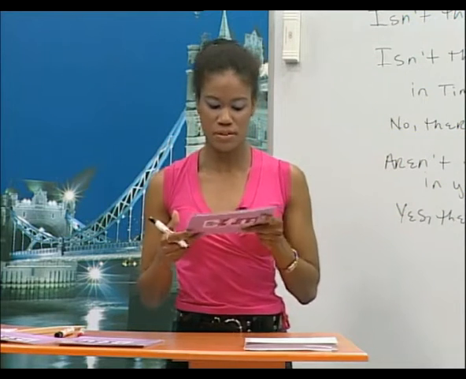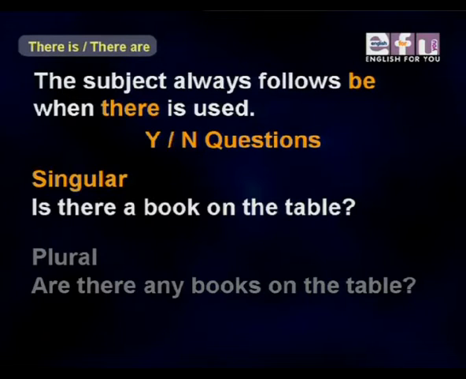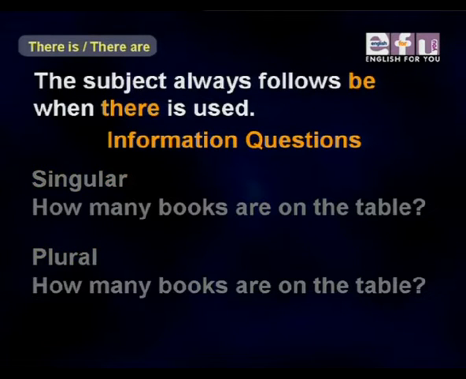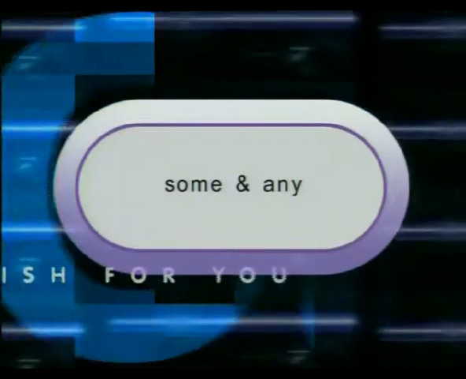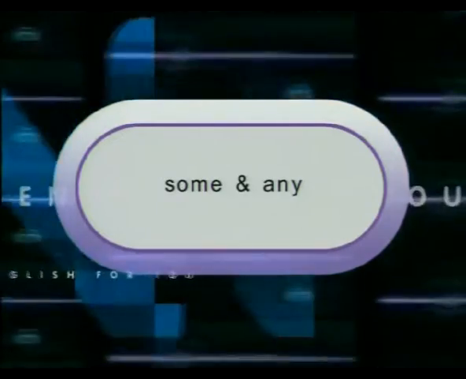Yes, no questions. Singular. Is there a book on the table? Yes, no question, plural. Are there any books on the table? Now, how about information questions? How many books are on the table? Plural. How many books are on the table? Some and any.